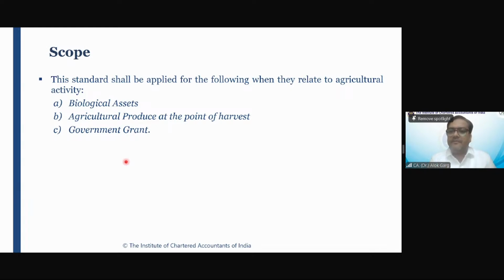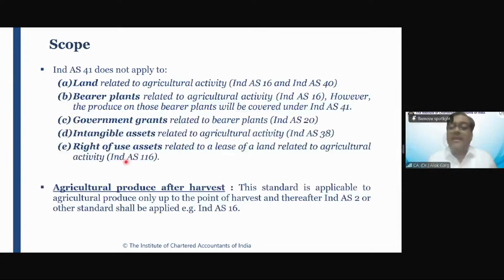So friends, this standard is applicable only when the biological asset is related to agricultural activity, agriculture produce at the point of harvest, and government grant, right? Ind AS 41 is not applicable to what? Ind AS 41 is not applicable to land related to agricultural activity. While the farming is happening on the land, land is not an item covered under Ind AS 41. Land will be covered under Ind AS 16 or Ind AS 40, either as property, plant and equipment, or as investment property, right?